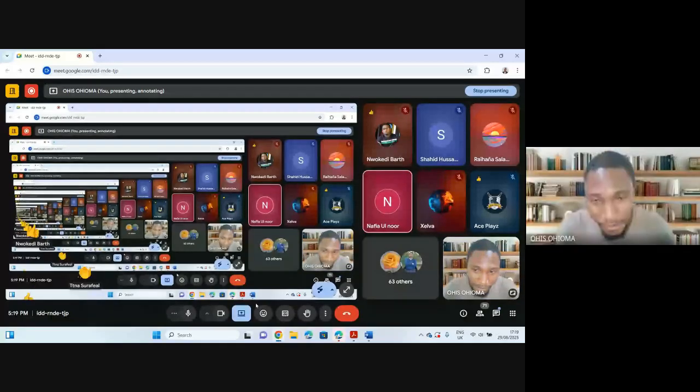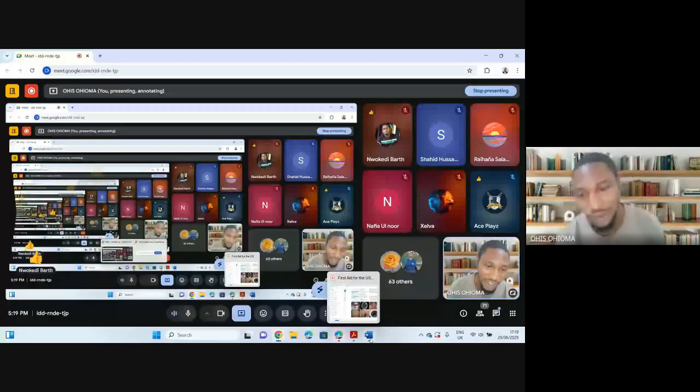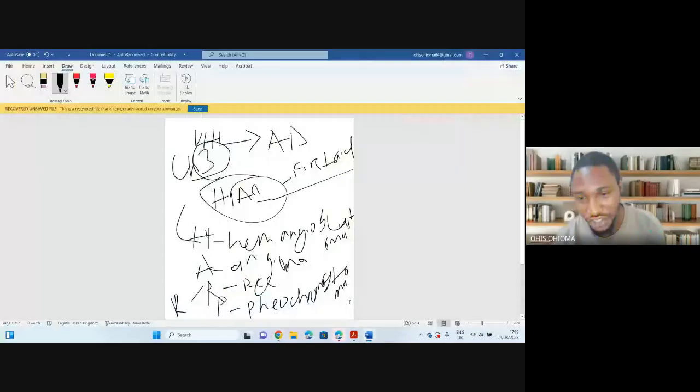Okay, VHL. So for VHL, what you just need to know is that there are 3 letters, von Hippel-Lindau, meaning that it's located on chromosome 3. That's the first point you need to know. It's an autosomal dominant condition, basically. The next thing you need to know is the gene implicated. They call it hypoxia-inducible factor 1A.